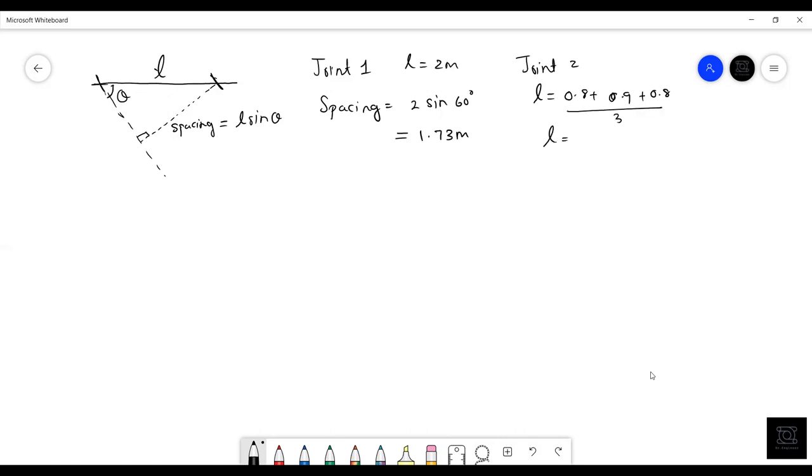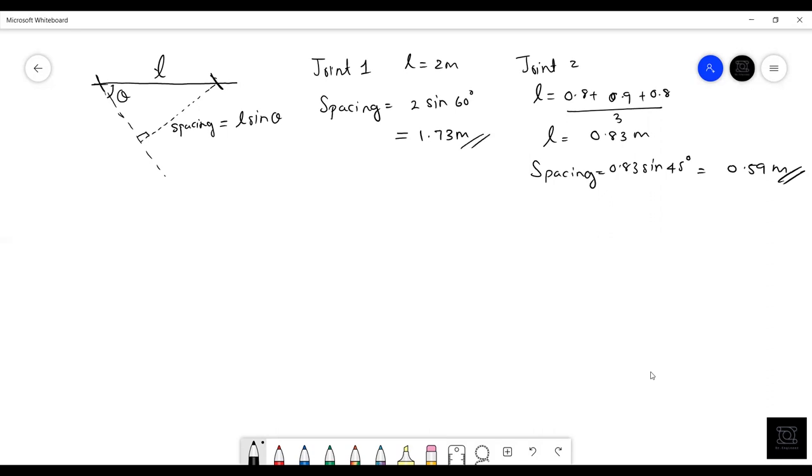So that is the length now. The length is 0.83, right? This is just the length, but not the spacing. Spacing would be 0.83 times sine 45, so that is 0.59 meter. So the spacing part is done.